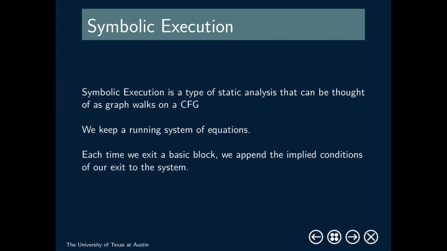So we're not actually going to run the program. We're just going to decompose our program into basic blocks and then do graph walks on the control flow graph. The way that we do this is we keep a running system of equations, and each time we exit a basic block, there is generally some conditional at the end of the basic block. It's going to be like compare EAX to EBX, jump if greater than or equal to some instruction. So one condition that you could see would be EAX >= EBX, and that would get appended to our system of equations. Or I guess they would be inequalities.